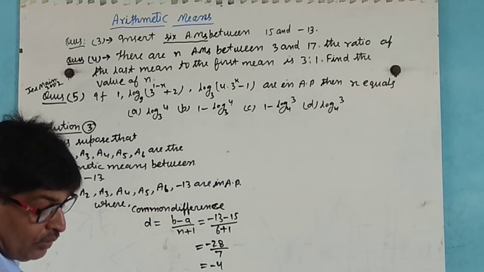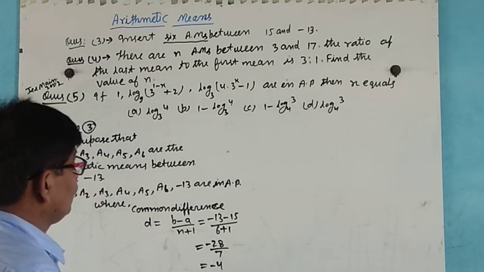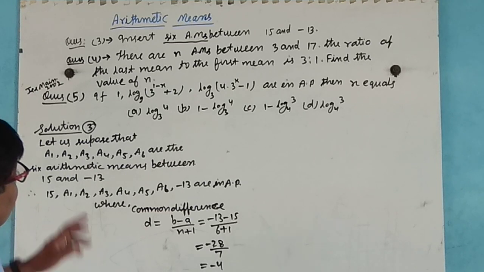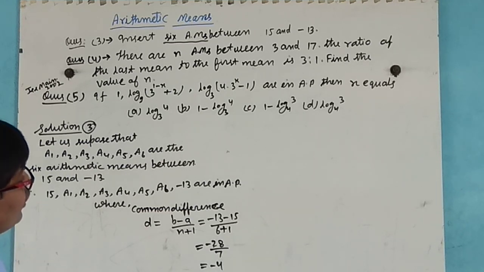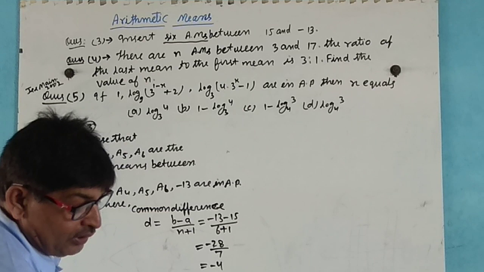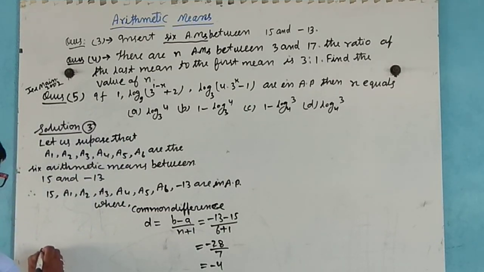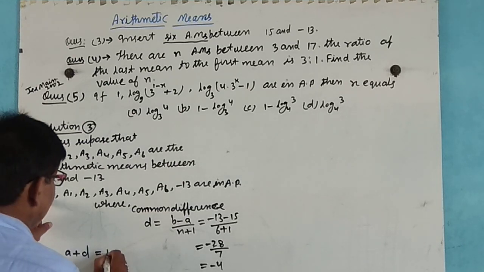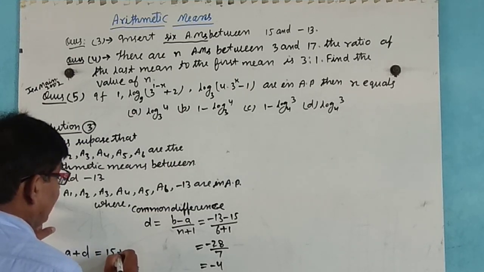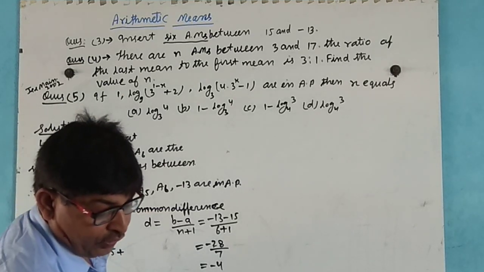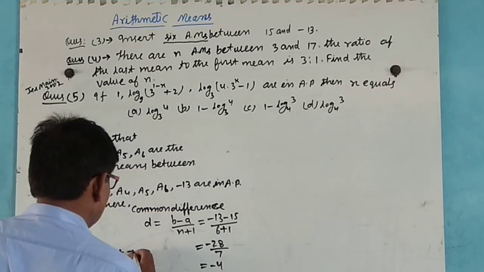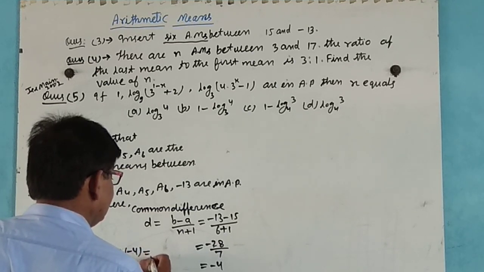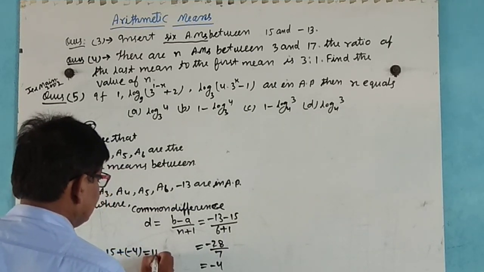Now D equal to minus 4, and in this case insert 6 arithmetic means. It means that the first arithmetic mean A1 equal to A plus D. Now the value of A is 15 plus D equal to minus 4. This is equal to 11.